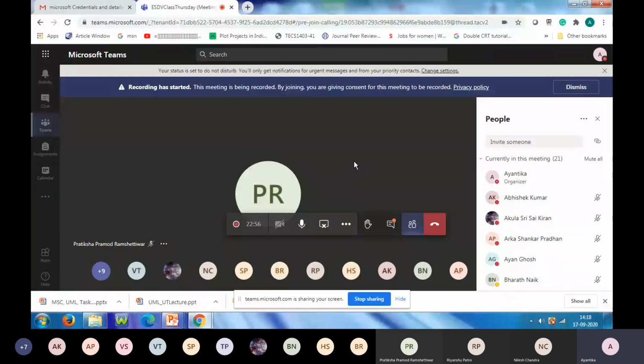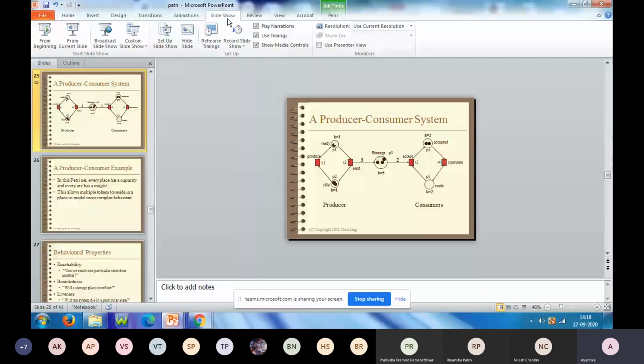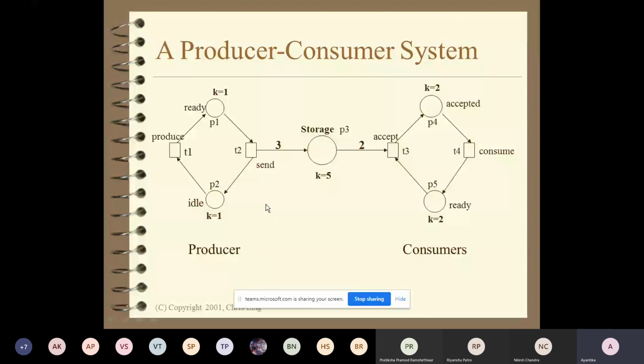Now you understand that while you are modeling this producer-consumer scenario, it is not necessary that your producer and your consumer will always be working at the same speed. This is not always possible.